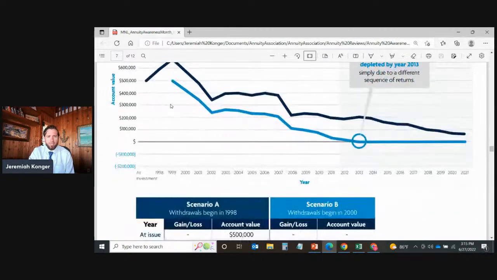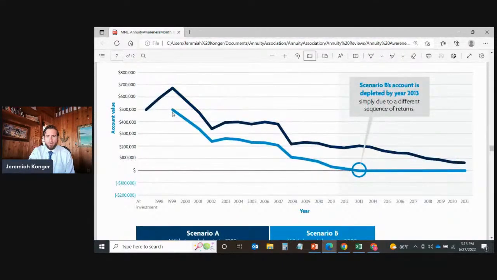Whereas scenario B, unfortunately, not knowing again that the markets would go down because nobody had a crystal ball, they retired on the peak. And there's a lot of people today that are really starting to believe that we're at the peak right now and starting to slope downward into a similar market economic decline.